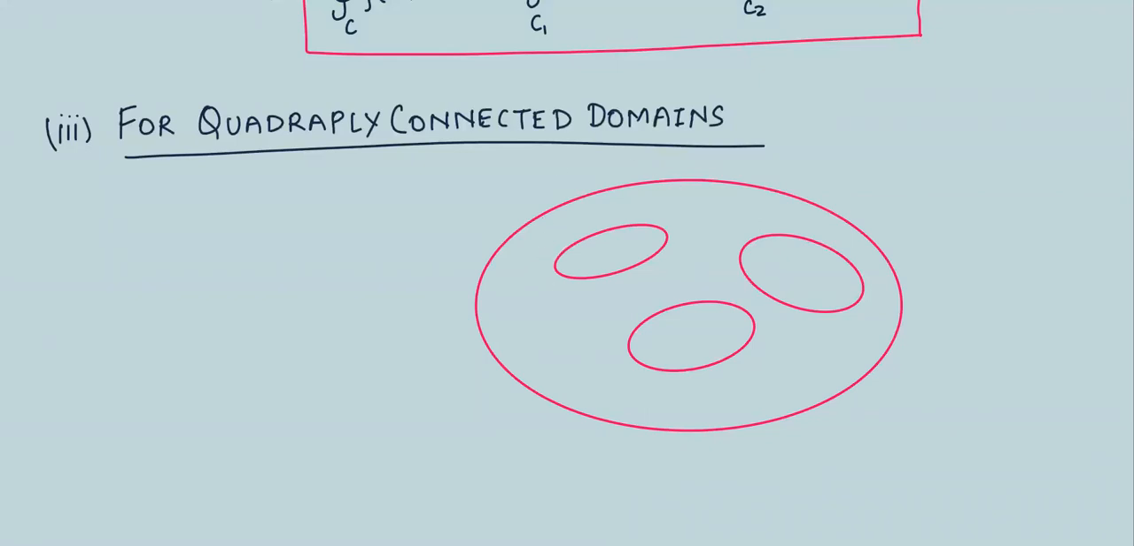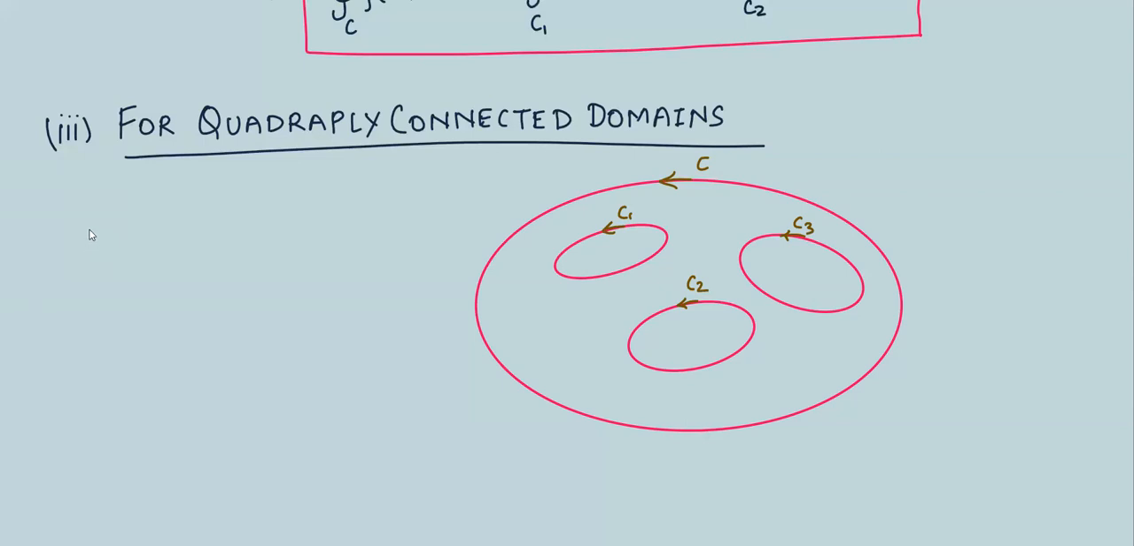So let's say this path is C, anticlockwise, and this path is C1 anticlockwise, this path is C2 anticlockwise, this path is C3 anticlockwise. Okay.